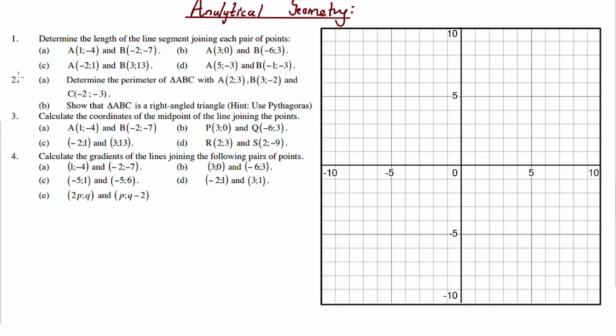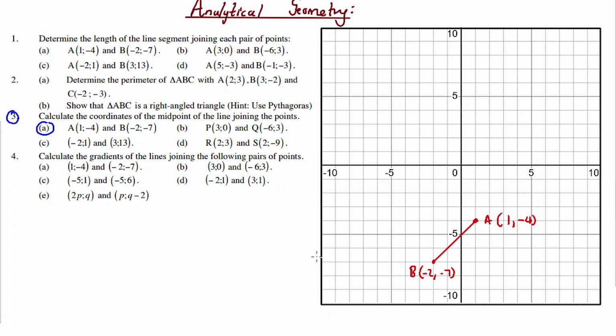For the next one, 3. They want us to calculate the coordinates of the midpoint joining the 2 points. So here I have A and B. I have to find the midpoint between A and B. So point A, it's 1 and negative 4. Let's plot B: minus 2 and negative 7. It's this one, this is B, minus 2, minus 7. Connect the 2 points, it's A and B.